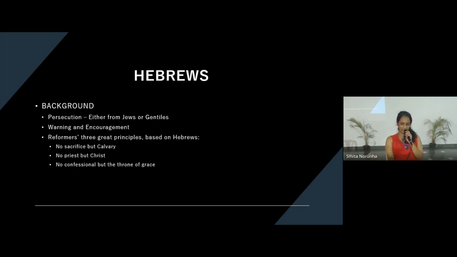And the last one, no confessional but the throne of grace. Here we see two aspects: the throne, meaning that Jesus is in a place of authority, and so we as his followers share in that authority, and we can come to Christ's authority and have confidence that the things we ask for will be accomplished, not only because he has authority, but also because there is grace in that place of authority. There's grace for our weakness, there's grace for our sin when we repent, and so we can come with confidence to the throne of grace with our prayers and believe that those prayers will be answered. So these were the three things that the reformers taught based on the book of Hebrews.